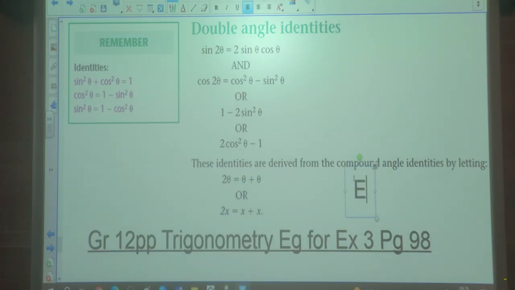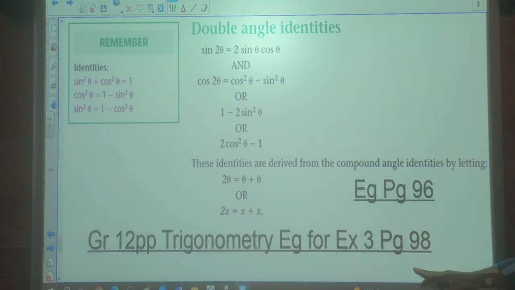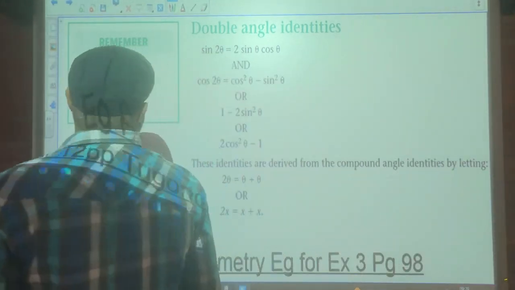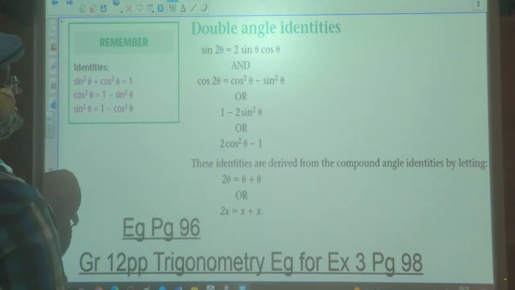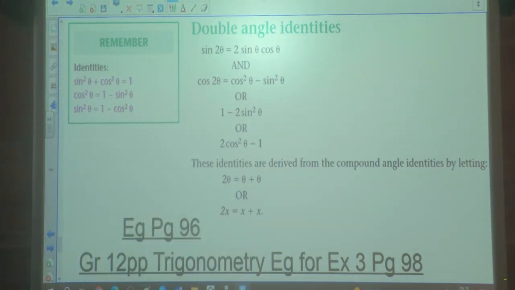Now reading from page 96. Here we are told that the double angle identities are: sine 2 theta is equal to 2 sine theta cos theta, and cos 2 theta is equal to cos squared theta minus sine squared theta, or 1 minus 2 sine squared theta, or 2 cos squared theta minus 1.